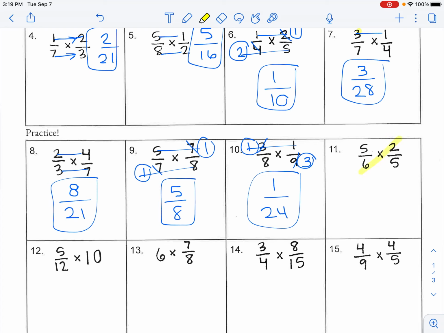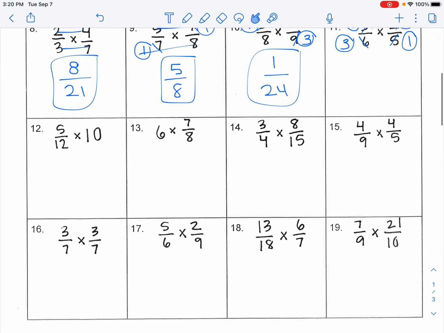Can you divide a 2 and a 6? Yes. Those are both even numbers. Divide by 2. Now, remember what I said the last time when we had our 7s? Anytime you have the same number diagonal from itself, it's always going to reduce to 1. Why? Because you're dividing by that number. 5 divided by 5 is 1, and 5 divided by 5 is 1.